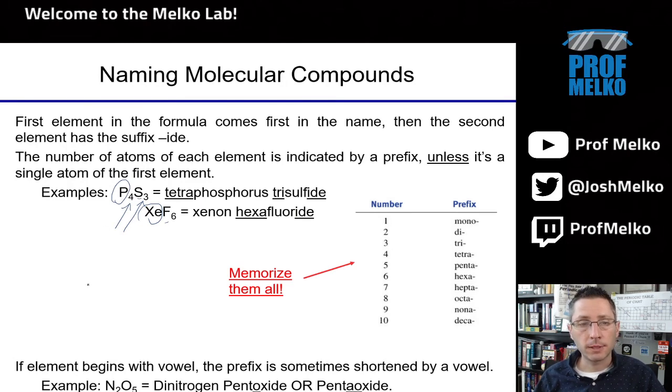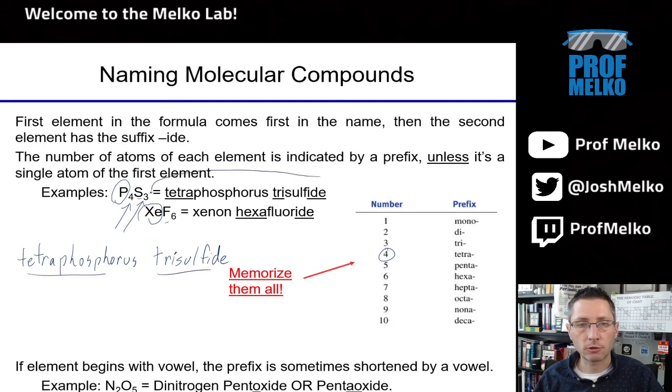So for P, I'm just going to call it phosphorus. That element comes first, so I'm just going to write the name of that element. Before it, I'm going to write the number with the Greek prefix. 4 is tetra, so I call this tetraphosphorus. Sulfur, this element is coming second, so I'm going to change that suffix to sulfide. And there's 3 of them, so it's trisulfide. So tetraphosphorus trisulfide is what I named this.